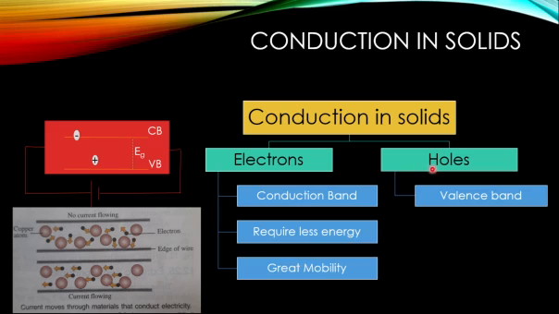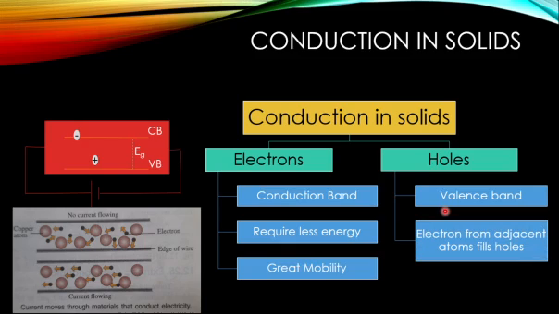While in the case of holes, holes are in the valence band, and an electron in an adjacent atom can fill the hole. So what is a hole? A hole is a vacancy of electron in the bond. So an electron in another atom can come to the hole and fill it up, and consequently a hole is made in the neighboring atom. That is how the hole is moving from one point to another.